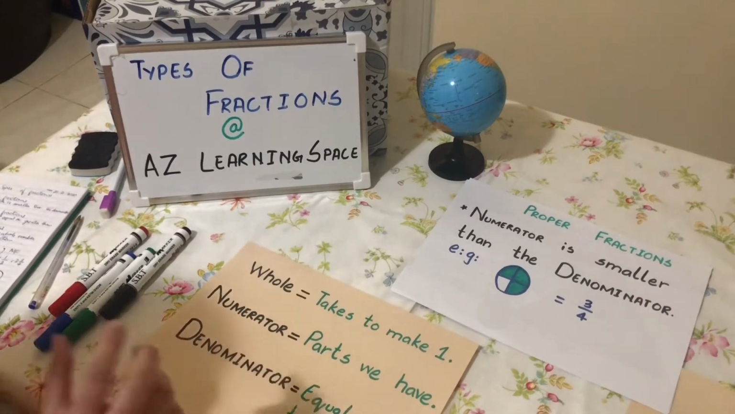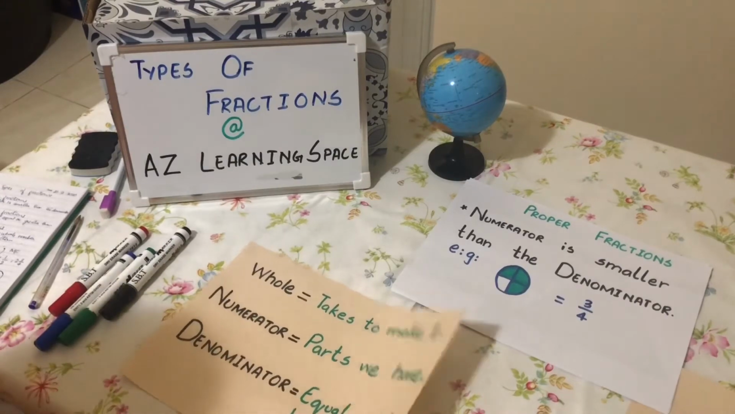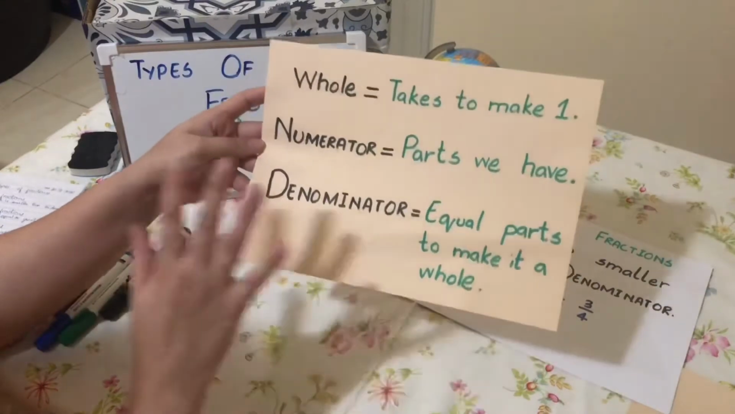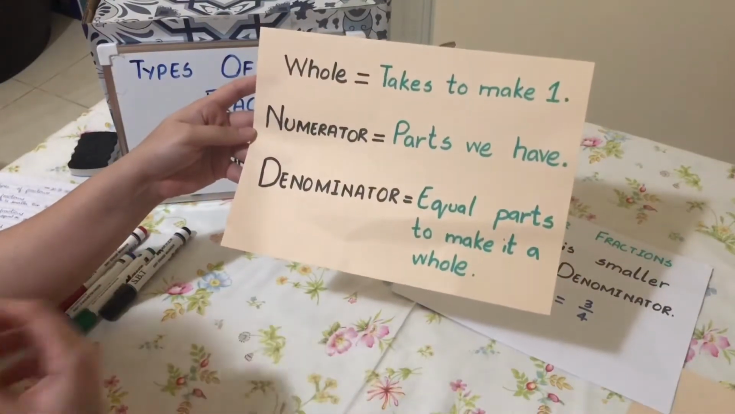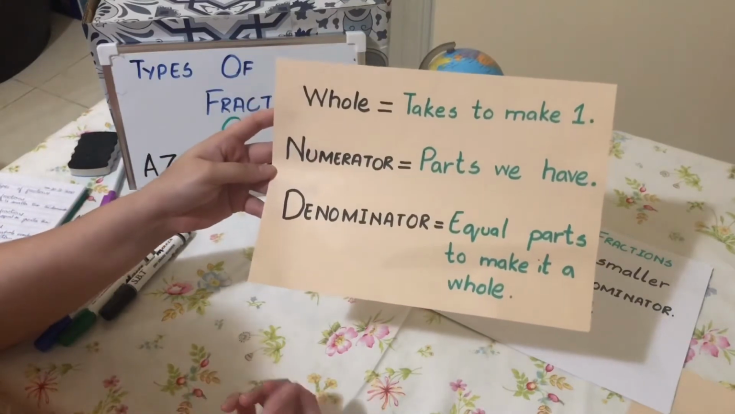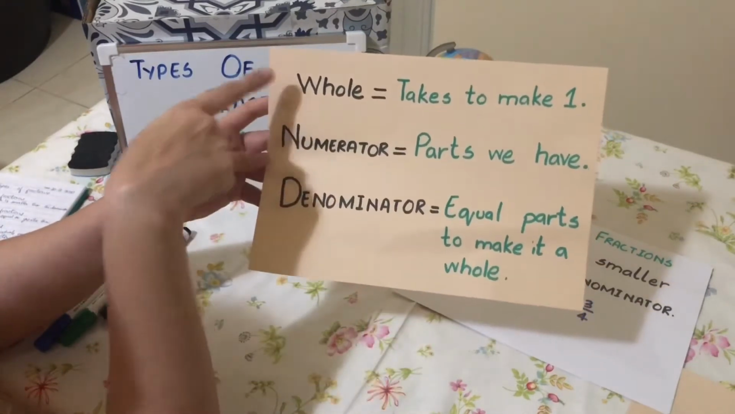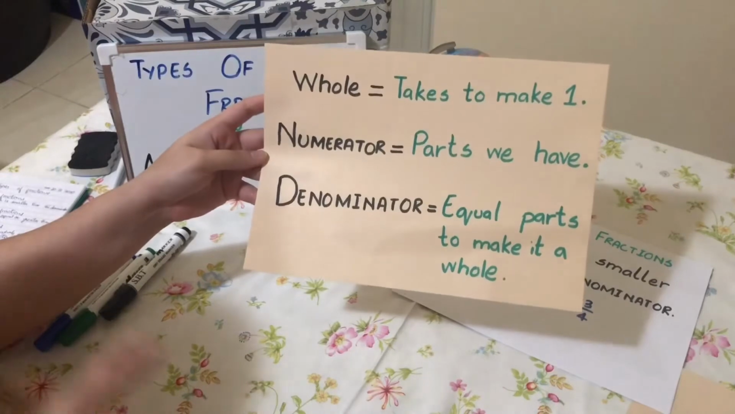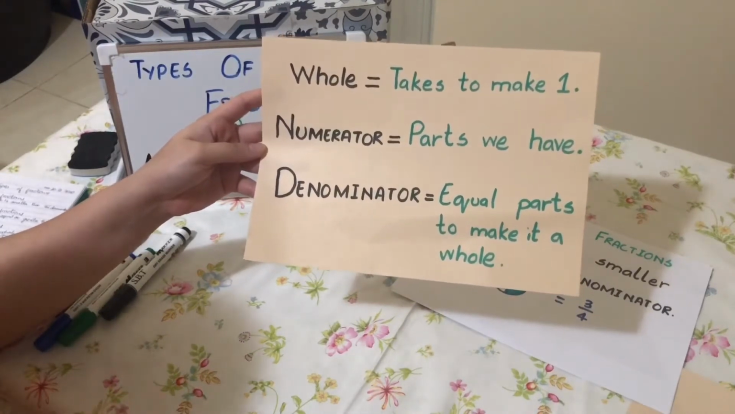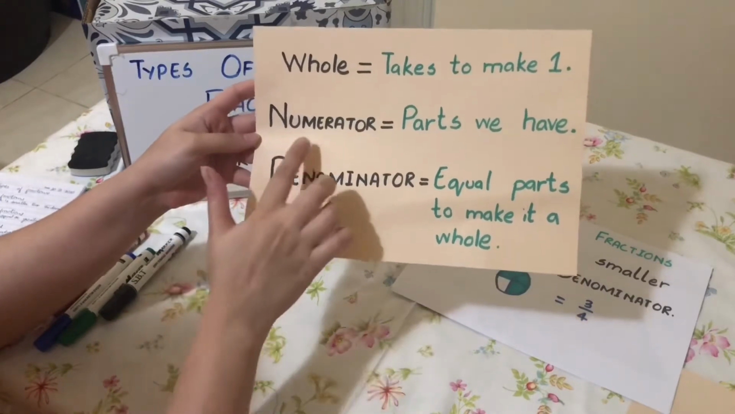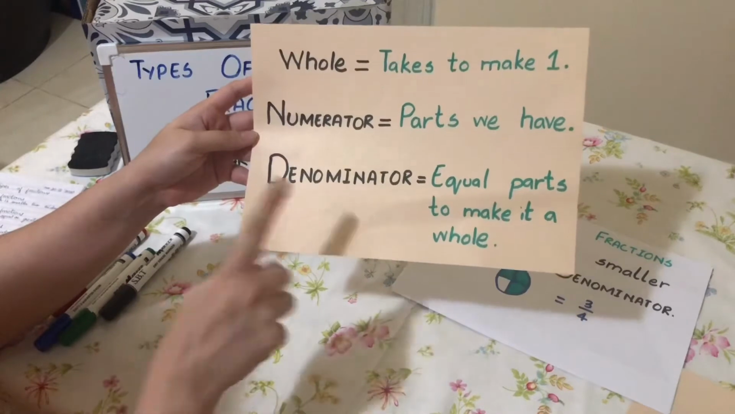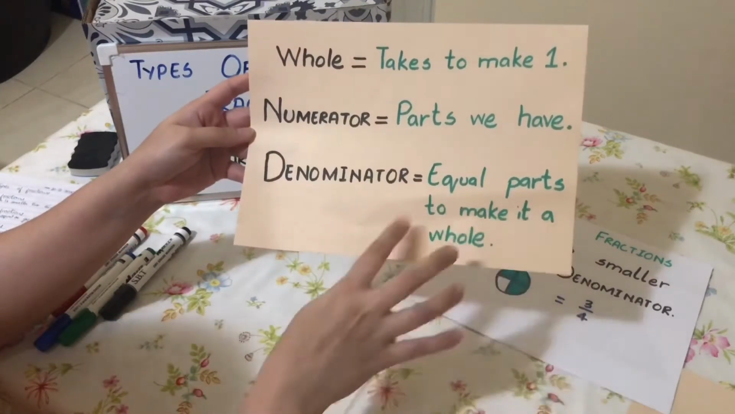Today I will do a quick recheck regarding the fraction. As I have discussed with this whole chart earlier, there are three keywords and terms that are very important. The very first is the whole. It means a thing that is taken to make a one, something which is considered as one. Then the numerator means how many parts you have, and the denominator means the equal parts to make it a whole.